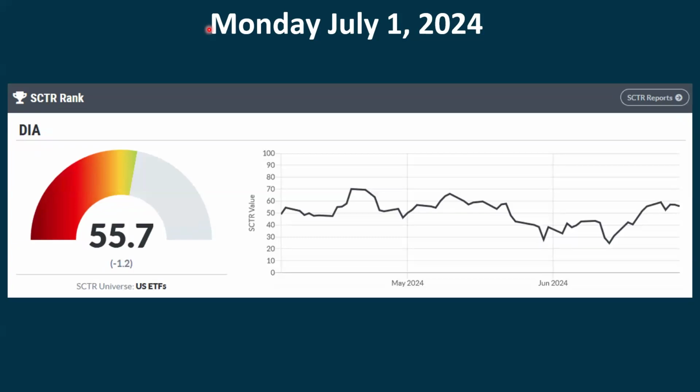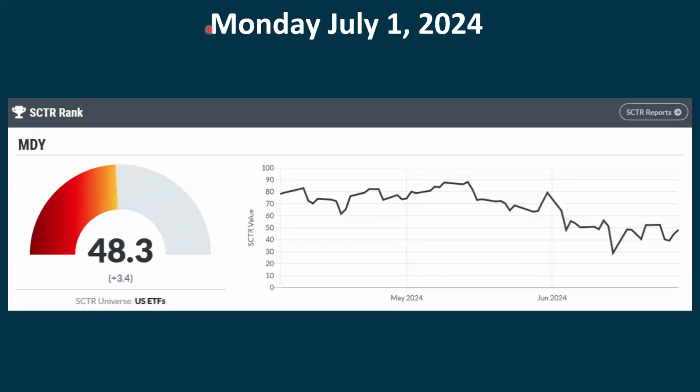In third place is the Dow. Kind of been lagging a little bit, but did improve throughout the month of June, coming in at 55.7. And then in fourth place are the mid caps. And this had been a stronger area earlier in the year, but since it's really been pulling back and drifting lower, coming in at 48.3.